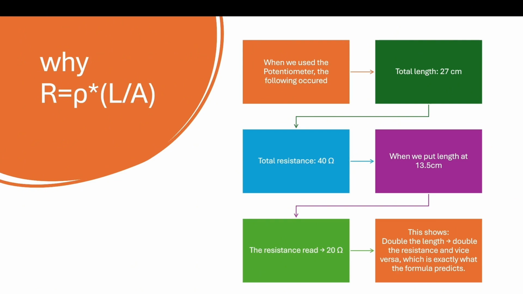And this makes sense because it shows that doubling the length is doubling the resistance and vice versa. And this is exactly what the formula predicts, because in this case, we know that rho is a constant and the area doesn't change. So the resistance and the length should have a linear relationship between the two, which is exactly what the formula predicts. So this just proves that the formula is in fact true.